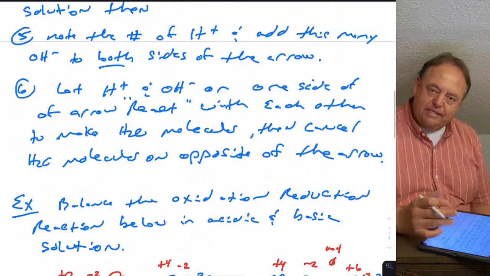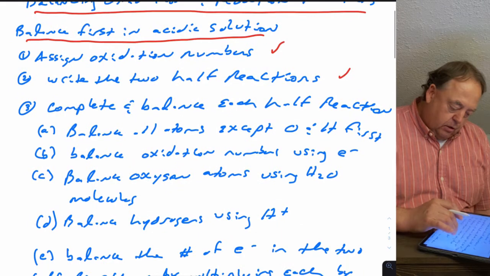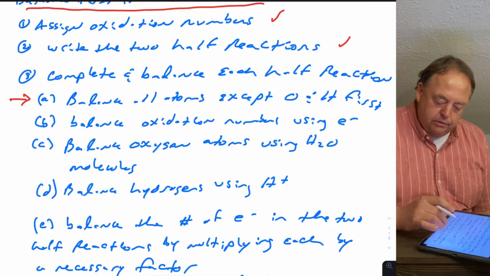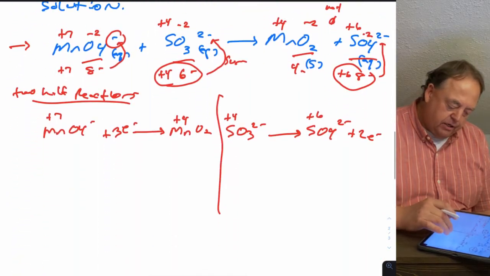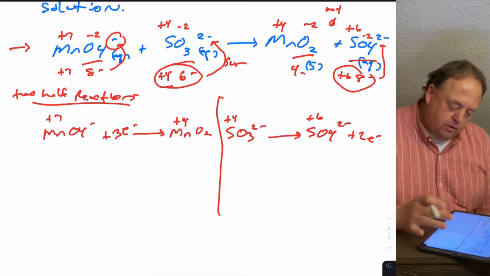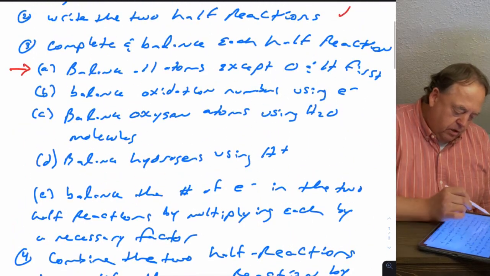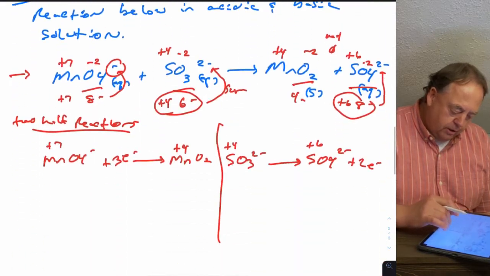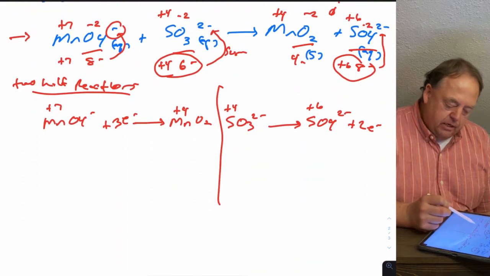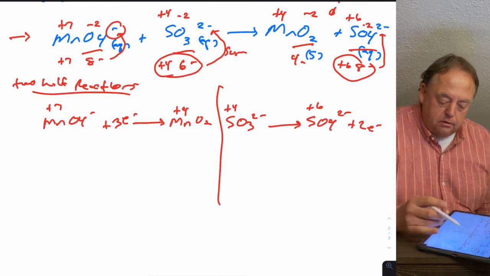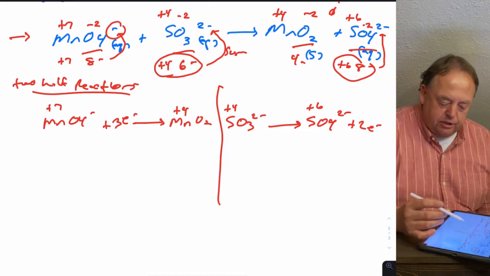And now we want to balance them independently of each other. So now we're at 3A: balance all atoms except oxygen and hydrogen first, and this is already done. There's one manganese on the left, one on the right. There's one sulfur on the left and one sulfur on the right. So that part's already done. Then we can move on to 3B. I balanced the oxidation numbers using electrons. So +7 and 3 negative gives you +4. And +6 and 2 negative electrons gives you +4. So we balance the oxidation numbers using the electrons.